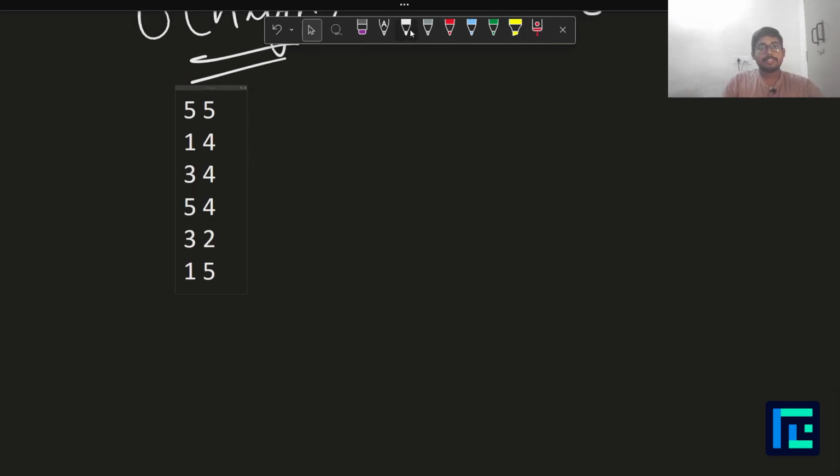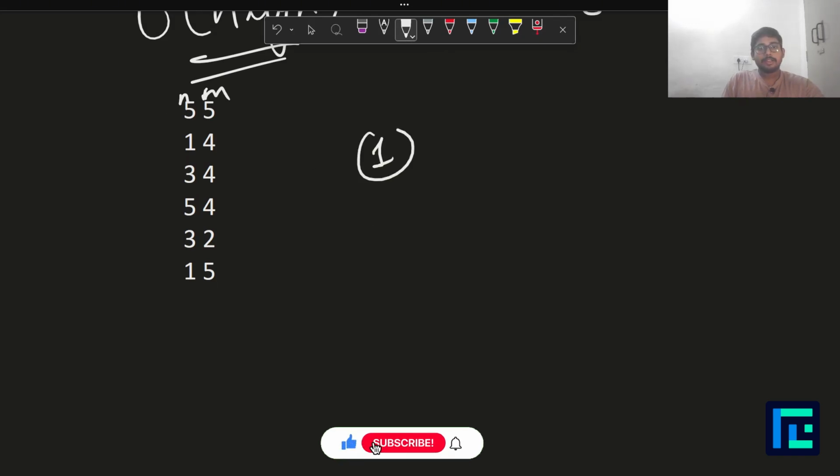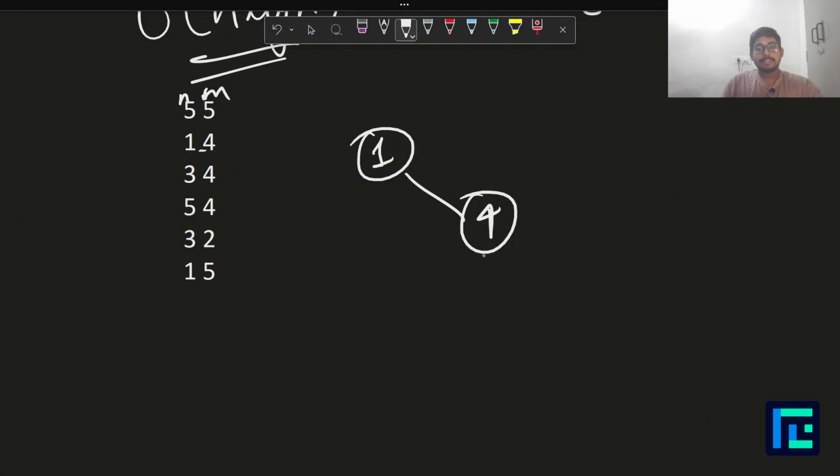For this test case, we had n equal to 5 and m equal to 5. So we have 1, 2, 3, 4, 5 nodes. 1 is connected to 4. 3 is connected to 4. And 5 is connected to 4.